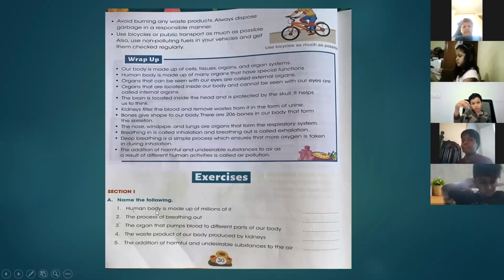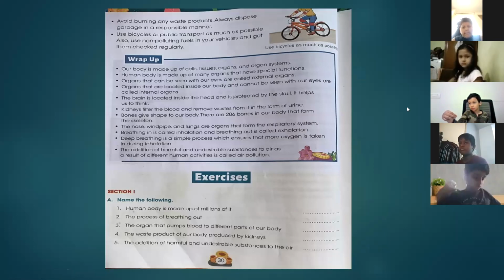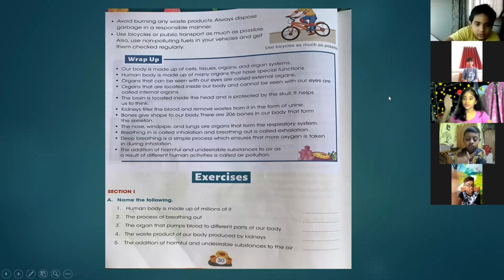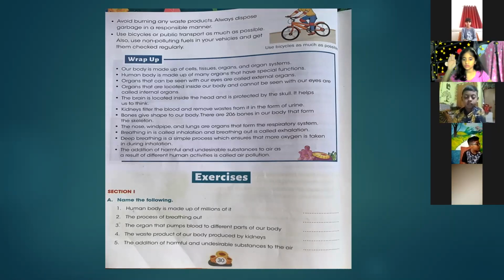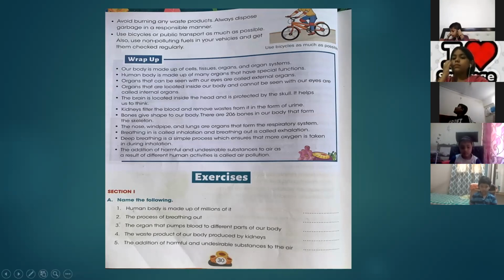Okay, the first one. Human body is made up of millions of it. So you have to name the following. Okay, Sadat? Yes? Cell, ma'am. Okay, cell, or we can say cells. So if you all have a pencil with you, can write it down. Cells, C-E-L-L-S. Okay, cells.